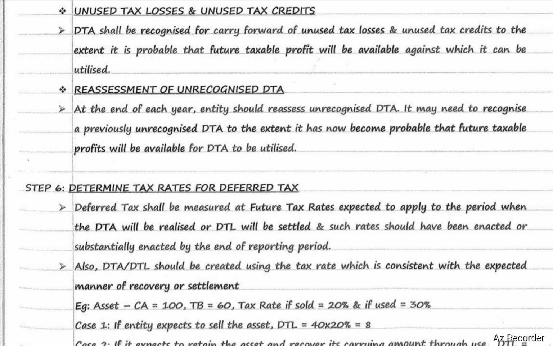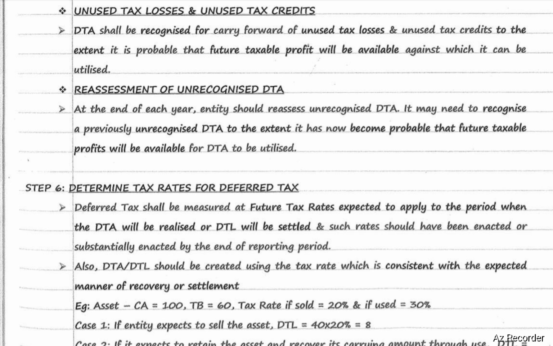Reassessment of unrecognized DTA. At the end of each year, the entity should reassess unrecognized DTA. It may need to recognize a previously unrecognized DTA to the extent it has now become probable that future taxable profits will be available for DTA to be utilized.